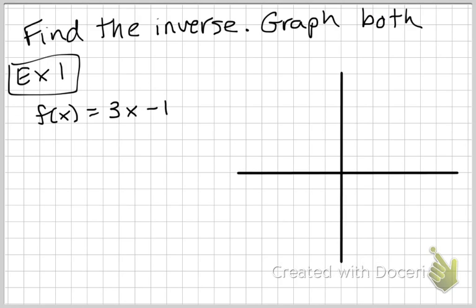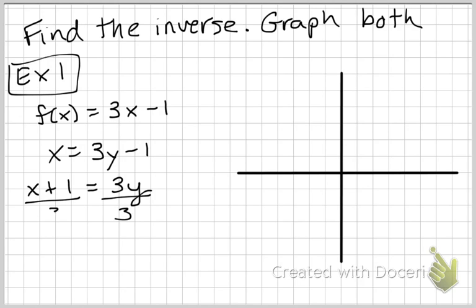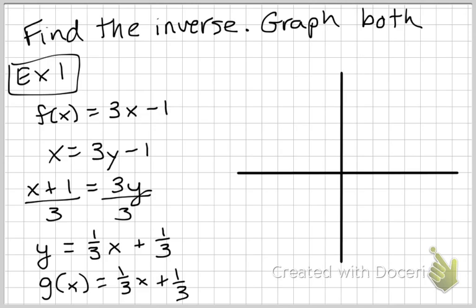Alright, let's give it a try. We're going to find the inverse and then graph both. The first thing I'm going to do is switch my x and my y values. So instead of saying y equals 3x minus 1, I'm going to say x equals 3y minus 1. Now I need to solve for y. I'll start by adding 1 to both sides, and then I'll divide the entire equation by 3. What I get is y equals 1/3 x plus 1/3. Since this is my inverse, I will call it g of x.